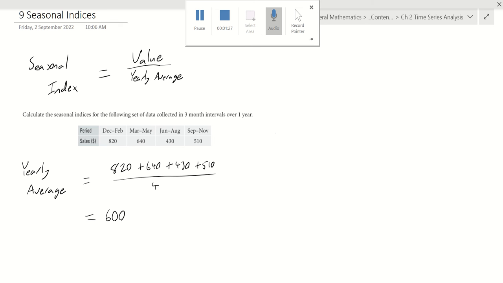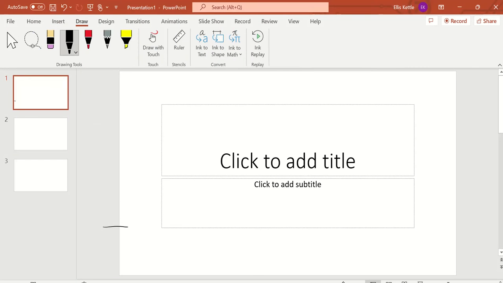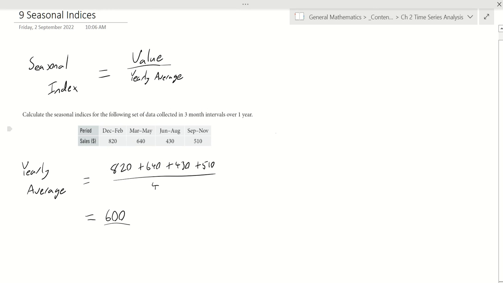All right, so we can see that the yearly average is 600. One way we could compare these is by saying, well, autumn, March to May, sales are 40 bigger than the yearly average. Or we could say September to November is 90 less than the yearly average. But that's not a very helpful comparison because it doesn't really give us a sense of a percentage, and often we want to deal with percentages because they're easier to compare.